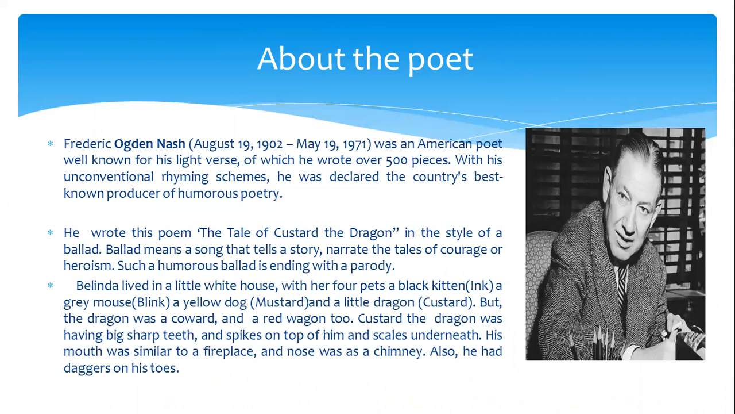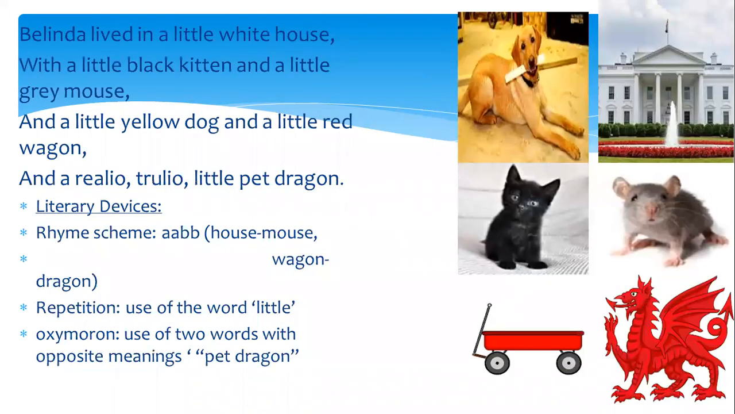Custard the dragon had big sharp teeth and spikes on top of him and scales underneath. His mouth was similar to a fireplace and his nose was like a chimney. Also, he had daggers on his toes. Students, let's begin this poem.